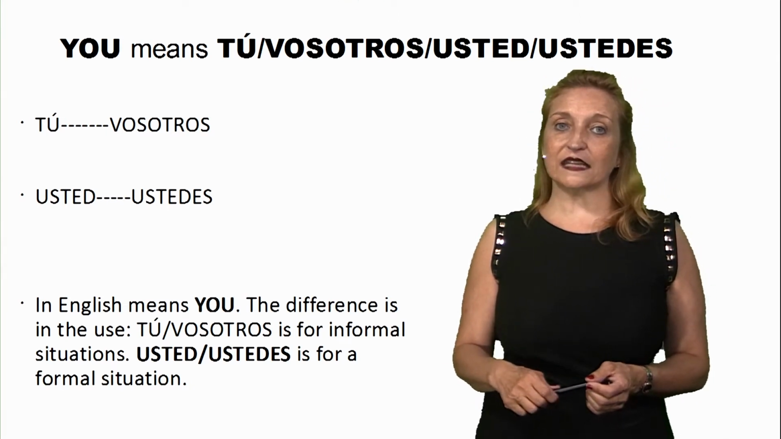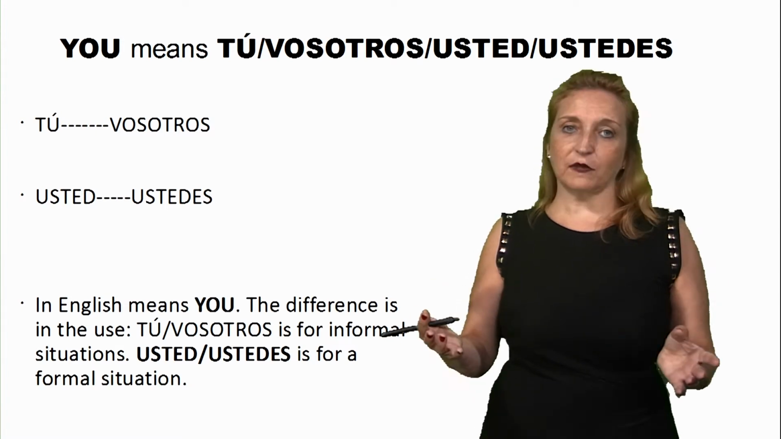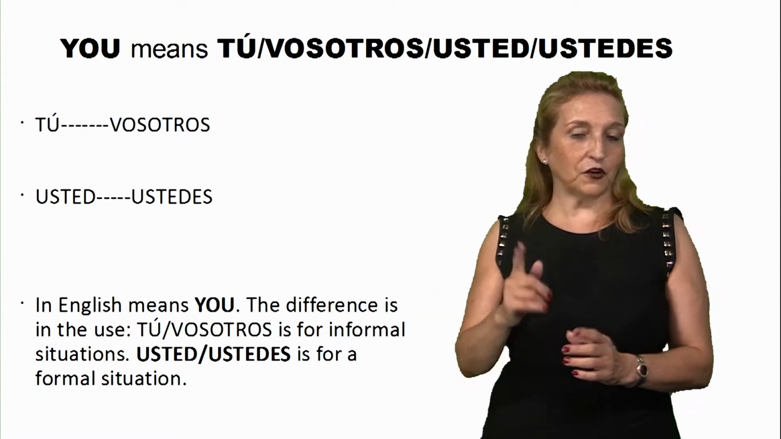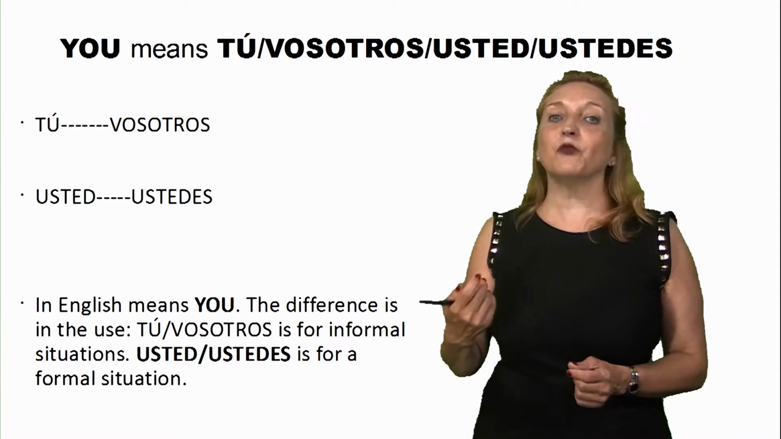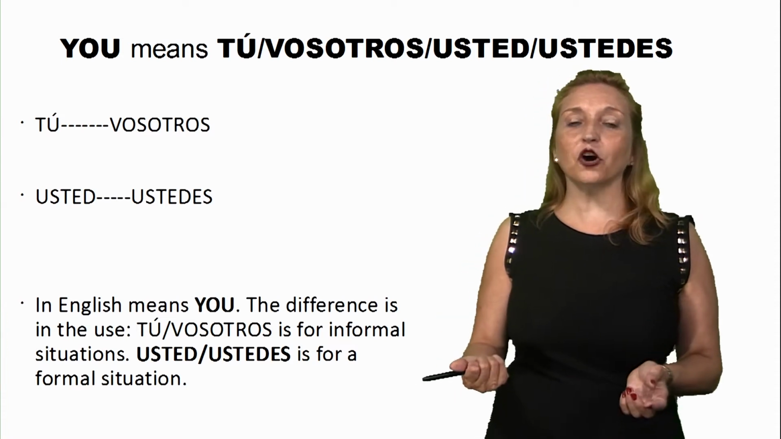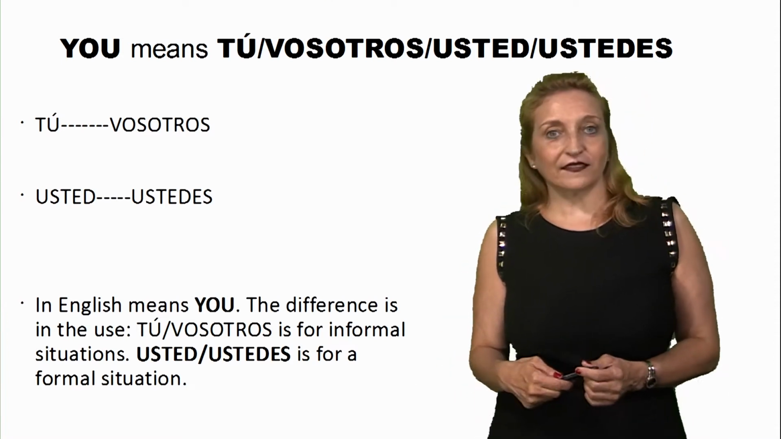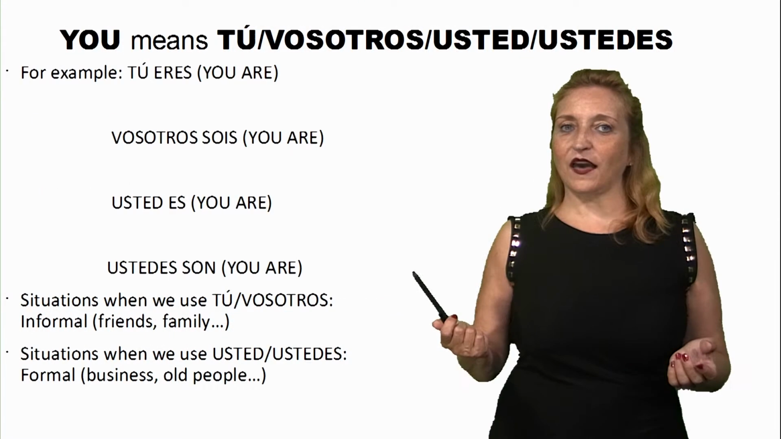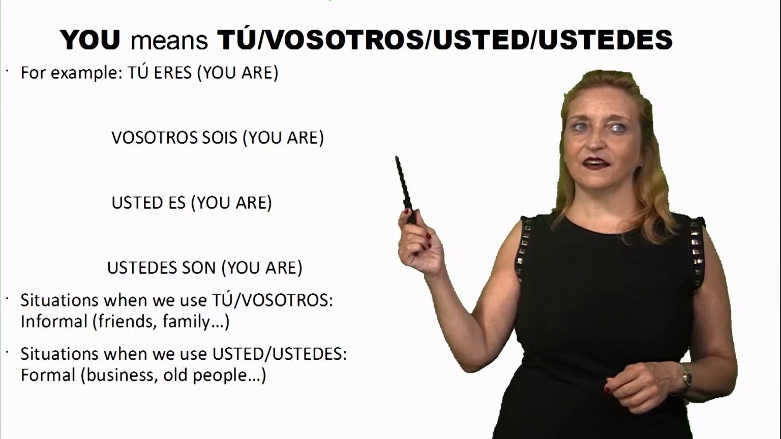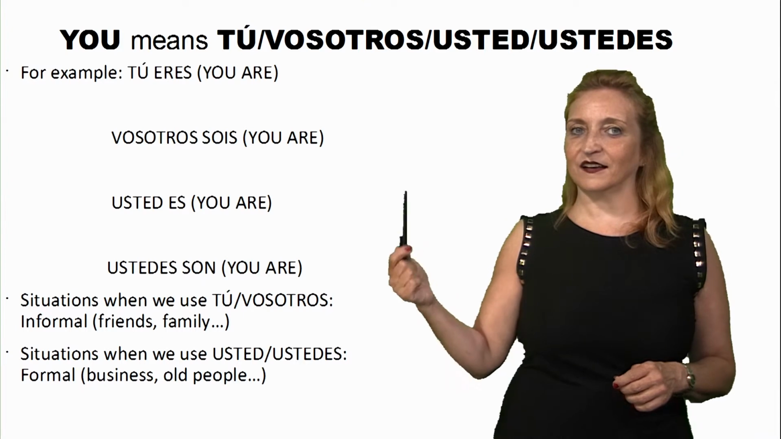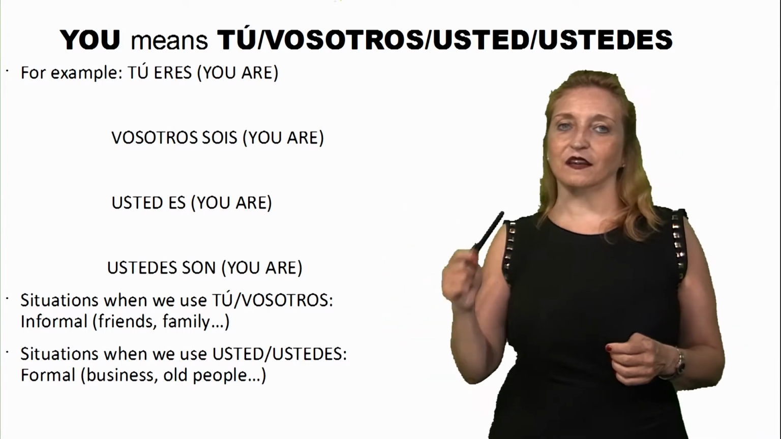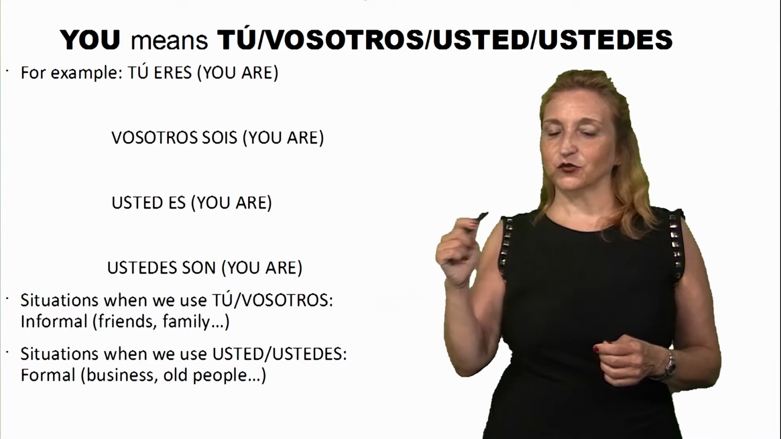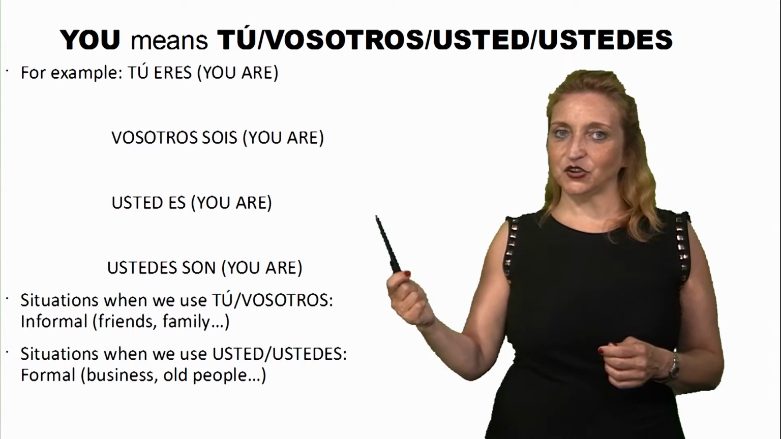Or in a very, very formal situation, and as well, I forgot it, for example, if you want to buy something, you go to a shop, normally you use usted, ustedes. As well, también, you say, for example, okay? Explain the difference between tú, vosotros, usted, ustedes, that in English is you.